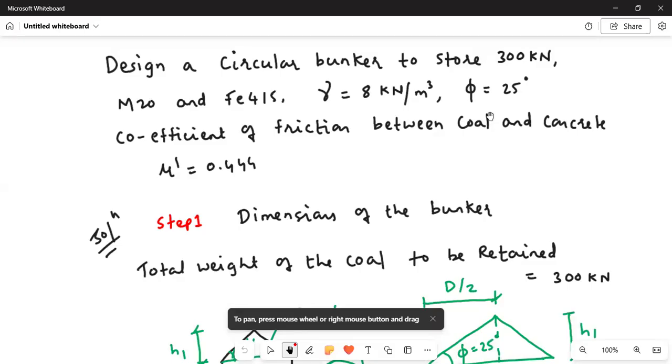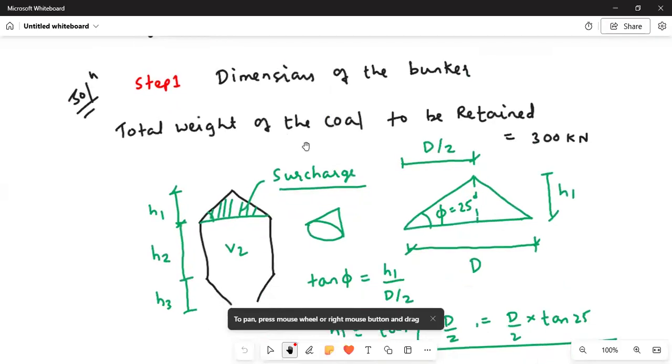Coefficient of friction is given, but it is not required here because we are dealing with bunkers. In bunkers, do not consider load by friction. In silos, we consider load by friction. So in the design of silos, this data is very important. Coefficient of friction is very important in the design of silos. Okay. So first we have seen the dimensions.